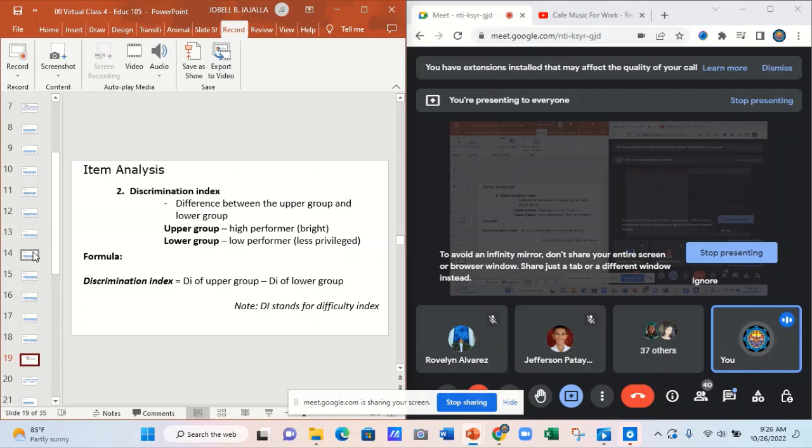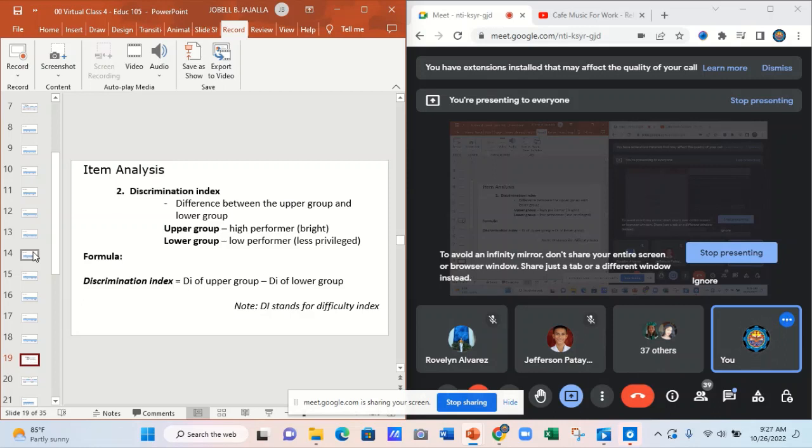So who are the upper group members? When we say upper group, those are the highest scorers or those with perfect scores in the exam. They are regarded as the achievers. Whereas on the other hand, we have the lower group, which is composed of low performers, the weakest in the class, or those who got low scores in the exam. Those are the lower group. Okay? So, hopefully, you reach the upper group or at least the average.